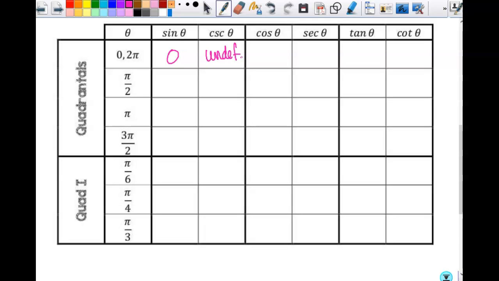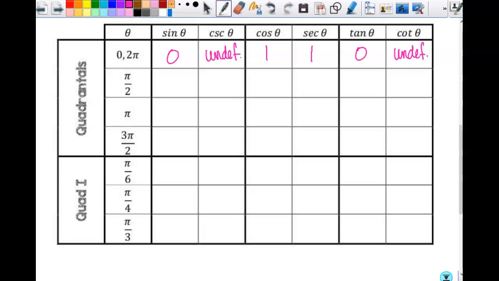So then what is the cosine of 0 or 2 pi? 1. What is the reciprocal of 1? 1. So secant is 1. Cosine and secant have the same value at that point. What is the tangent of 0? 0. So what is the cotangent then? Undefined. Okay. All right, so then we move on to pi halves.